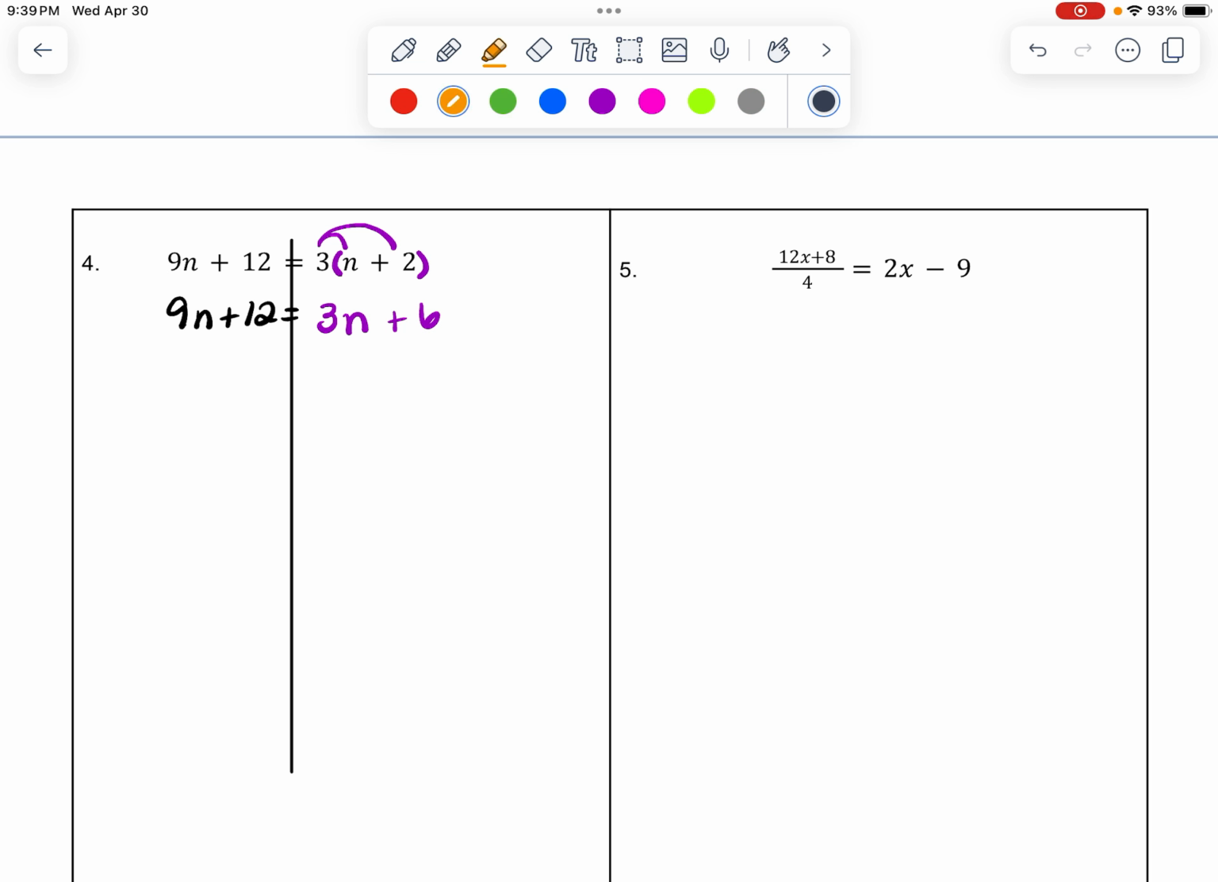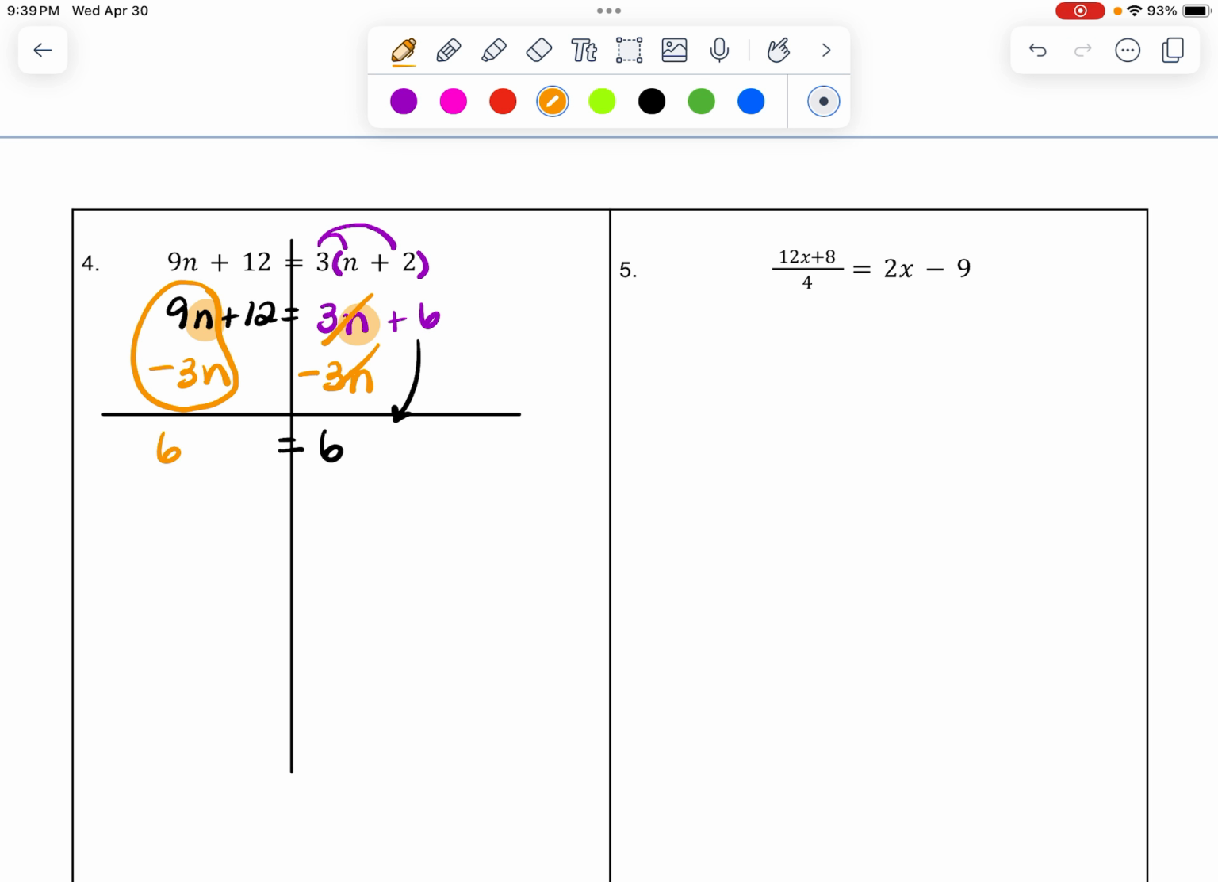So now we need to think about getting our variables together. We've got n's on the left and on the right, which means we're going to have to undo one of them to get them to be gone on one side and move to the other side. That means that we can drop down our 6, and 9n minus 3n is 6n plus 12.